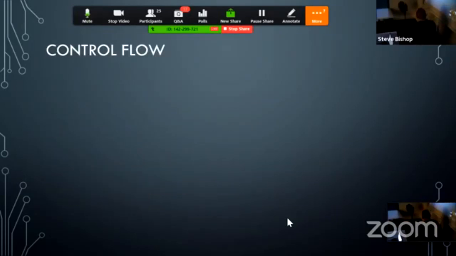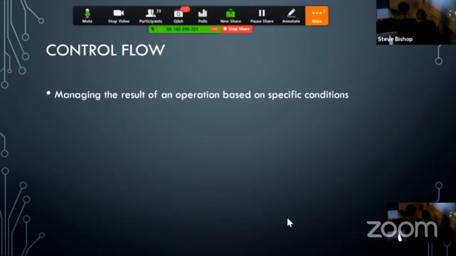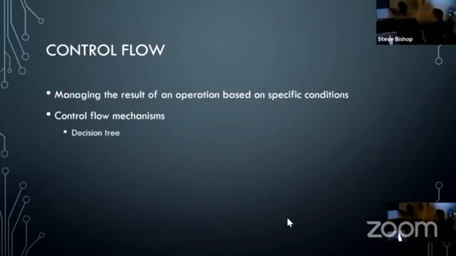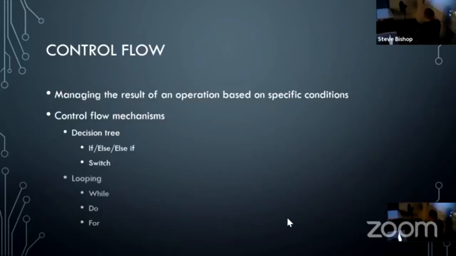Moving on. Control flow. Managing the results of an operation based on specific conditions. There are several control flow mechanisms. They're grouped into either a decision tree, which is if, else, and else if, or a switch statement. These are what we call control flow mechanisms. They're a decision tree. If this is this, then do this. Otherwise, do this. There are also other control flow mechanisms called looping, like while, do, and for.